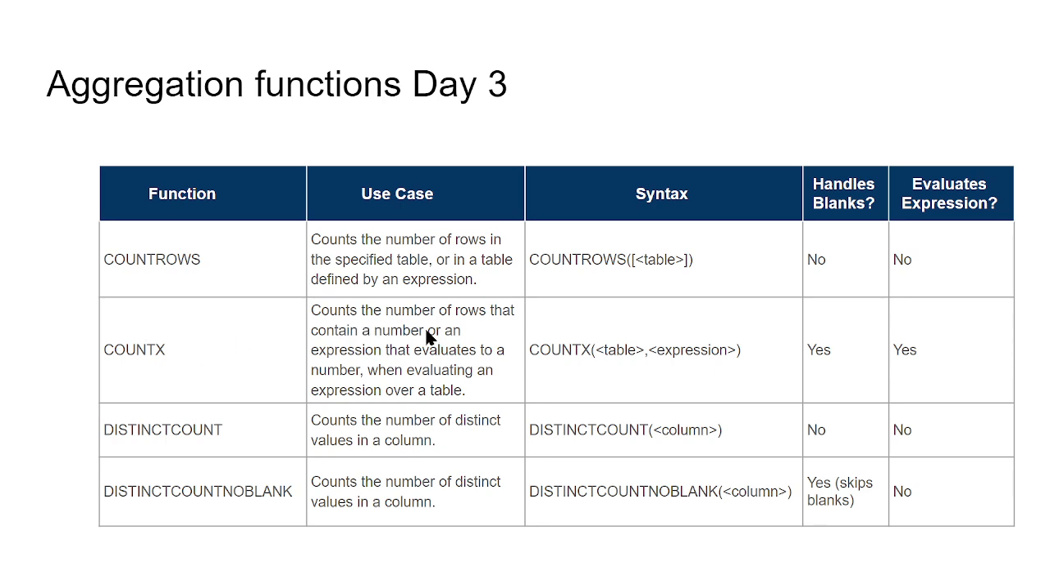So COUNTX counts the number of rows that contain a number or an expression that evaluates to a number, when evaluating an expression over a table. Basically, in layman's terms, we are using this function called COUNTX. The first argument it takes is the name of the table, and then the next thing it takes is the expression on the basis of which we want the calculation to be done.